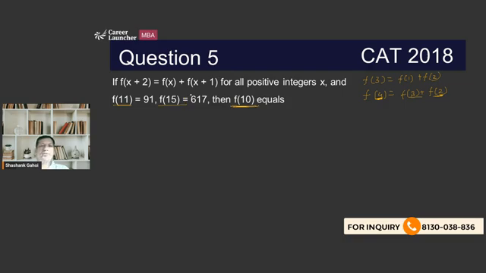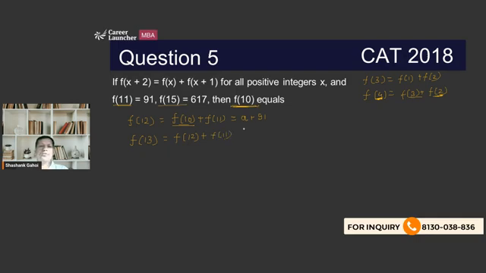Okay, so I'm directly going to plug in x equal to 10. So what I am going to get, f of 12 is equal to f of 10, the value I need to find out, plus f of 11. Let's call this value a that we need to find out, and f11 is 91. So these are the values that we are going to get. Okay. What is the value of f of 13? Can I say it is equal to f12 plus f11?